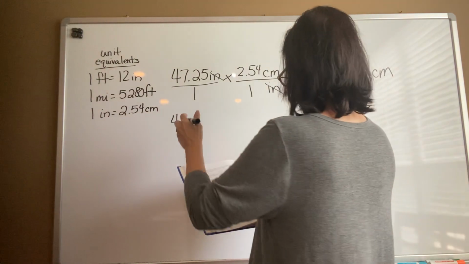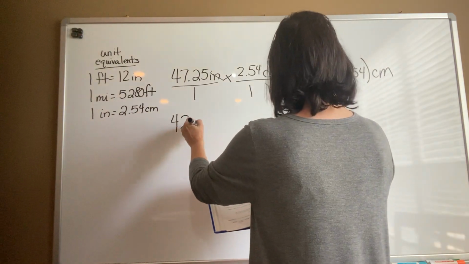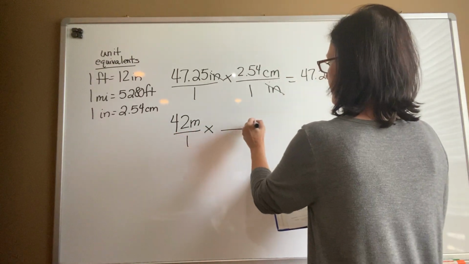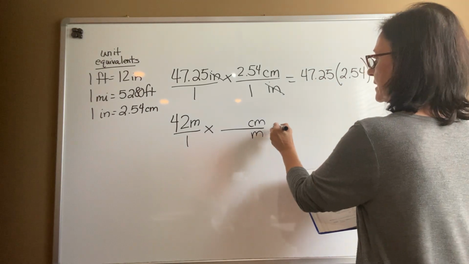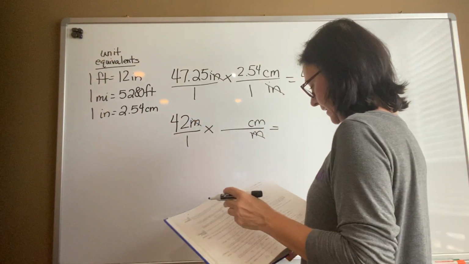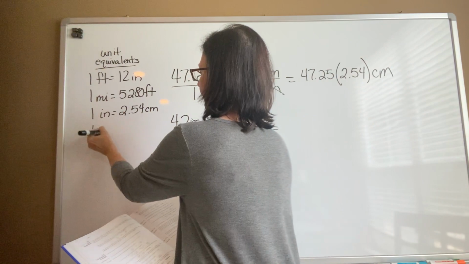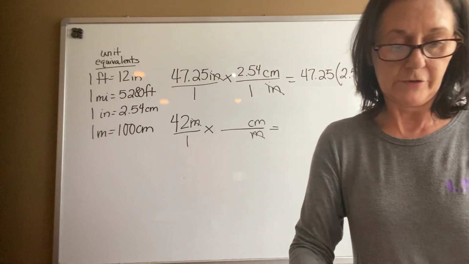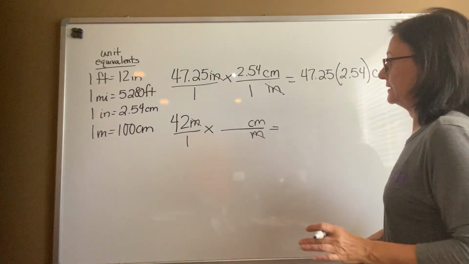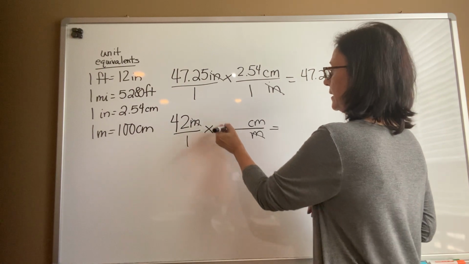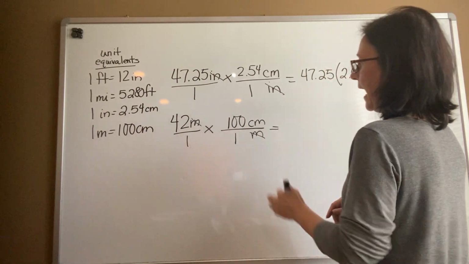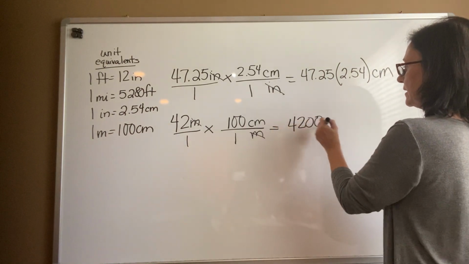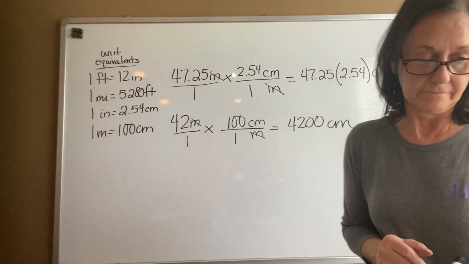All right, now we're at meters. 42 meters. We want to go to centimeters. So I know I want centimeters in the numerator, meters in the denominator, so my meters cancel out. And 1 meter is equal to 100 centimeters. That's the unit equivalency that we're gonna write. So 1 meter is 100 centimeters. I can easily multiply 42 times 100. It's 4,200. I'm left with centimeters.